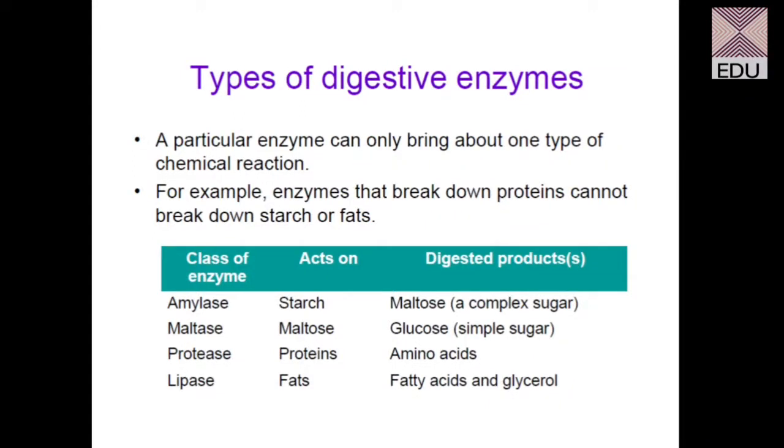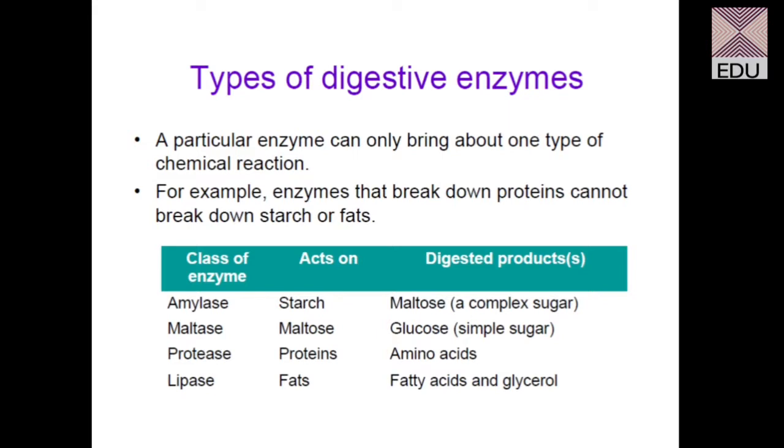In this second part of the video, we are discussing the different types of digestive enzymes that are used to digest the different types of substrates. So here, a particular enzyme can bring about one type of chemical reaction. That means enzymes are specific in nature. As we have already discussed in the previous part of this video, enzymes are specific for specific reactions.